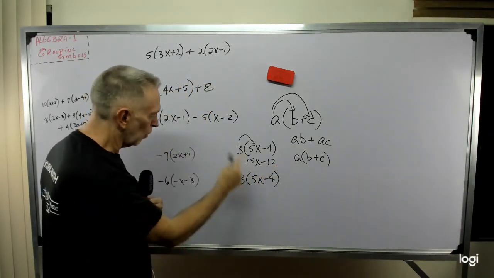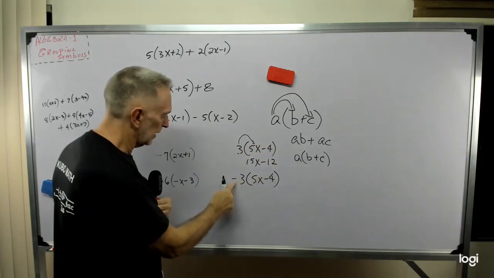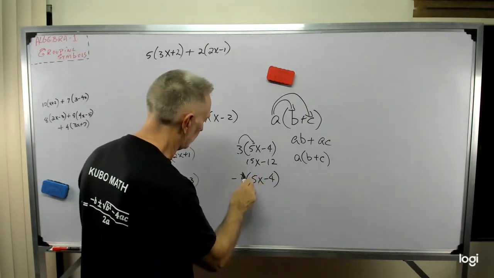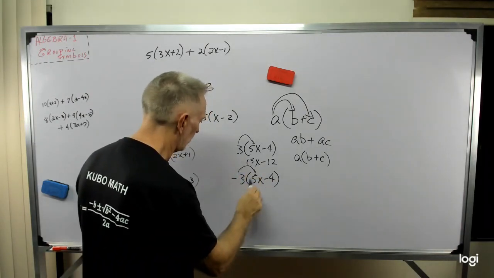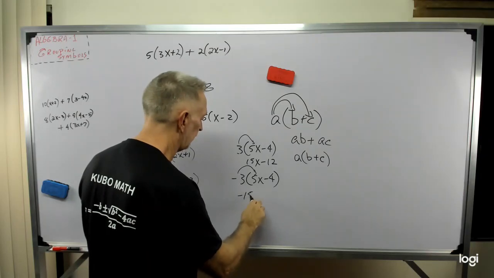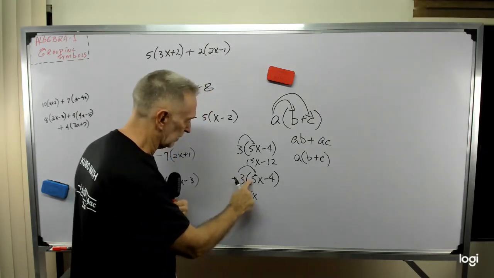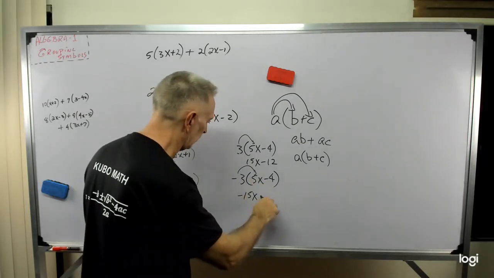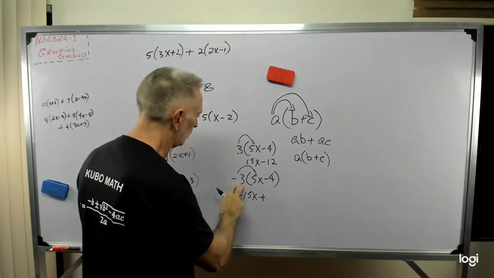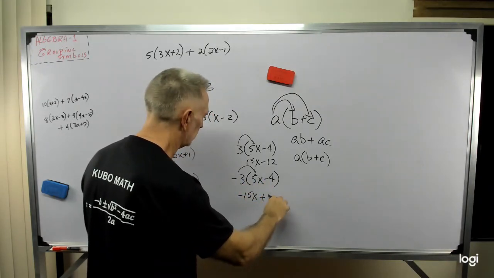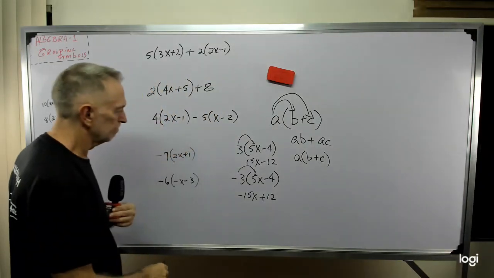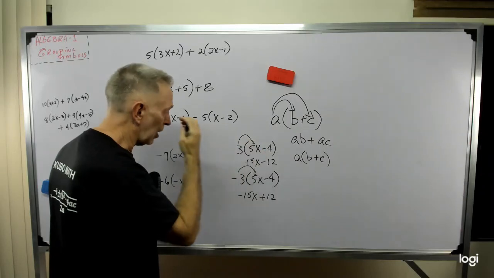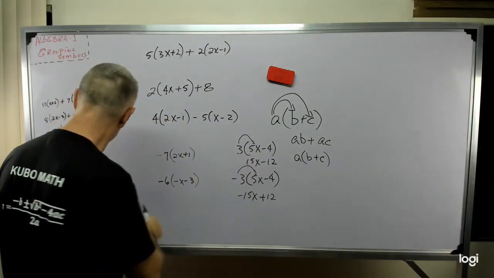What if this same problem had a negative out here? You're just distributing that negative 3 to the inside. So negative 3 times 5x gives me negative 15x because a negative times a positive is a negative. Now I have negative times negative, which is a positive. Negative 3 times negative 4 gives me a positive 12. So that would be an example of how to utilize the distributive property to get rid of the groupings.